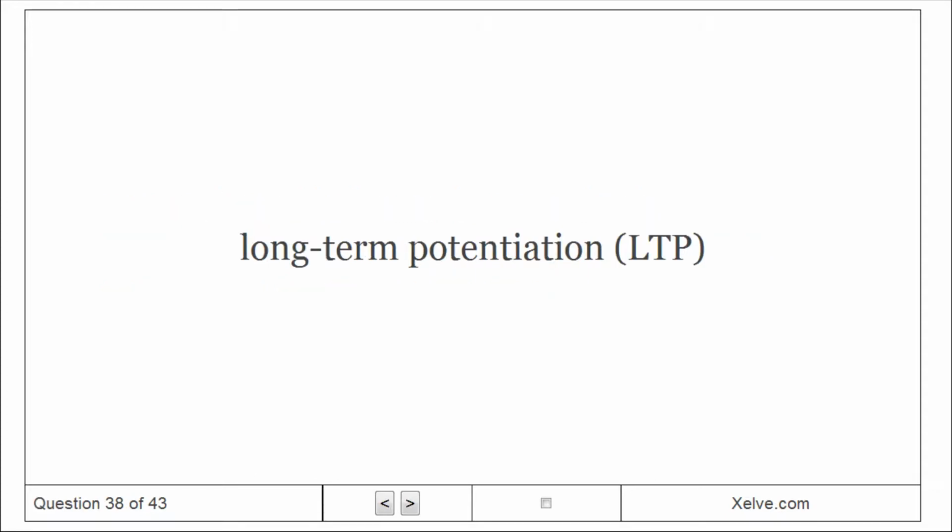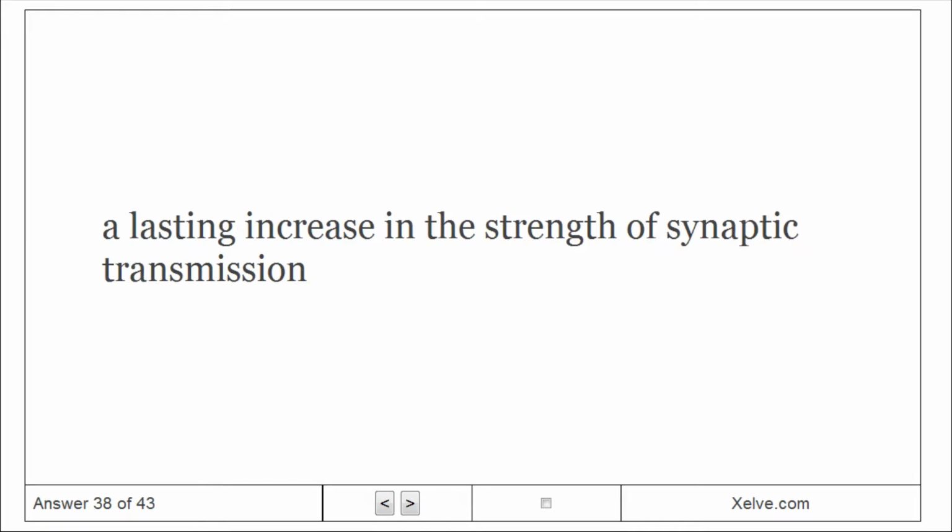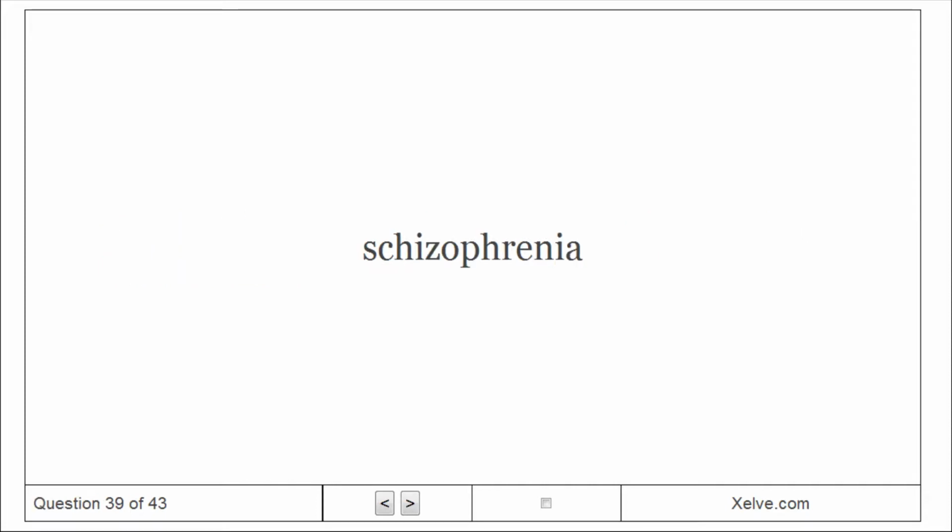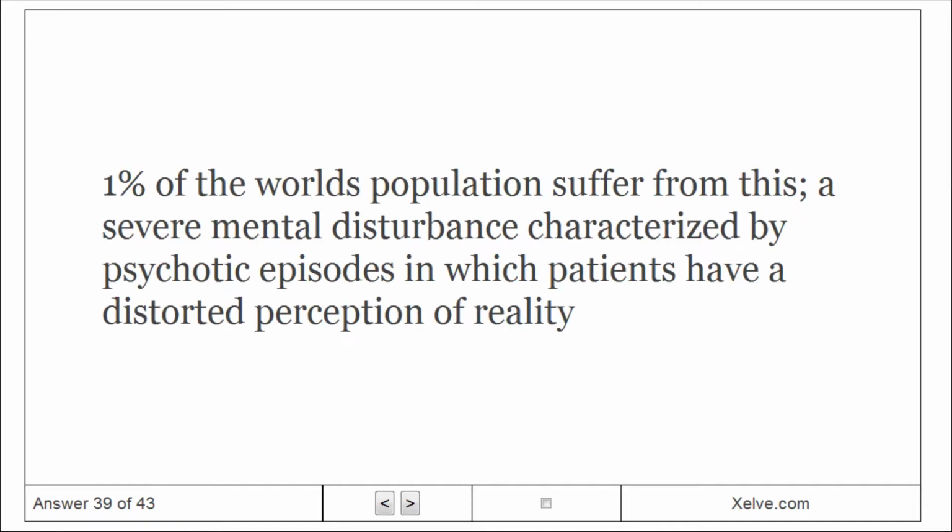Long-term potentiation. A lasting increase in the strength of synaptic transmission. Schizophrenia. 1% of the world's population suffer from this, a severe mental disturbance characterized by psychotic episodes in which patients have a distorted perception of reality.